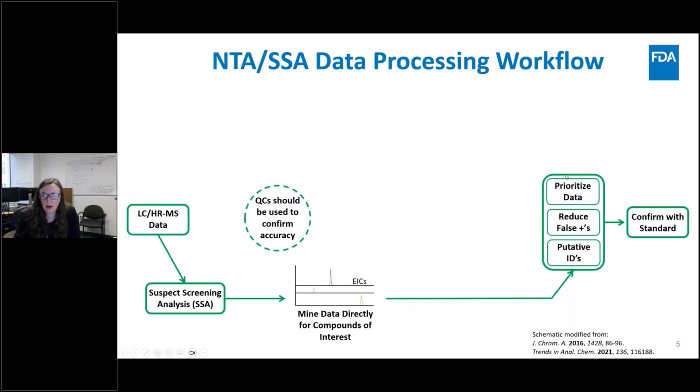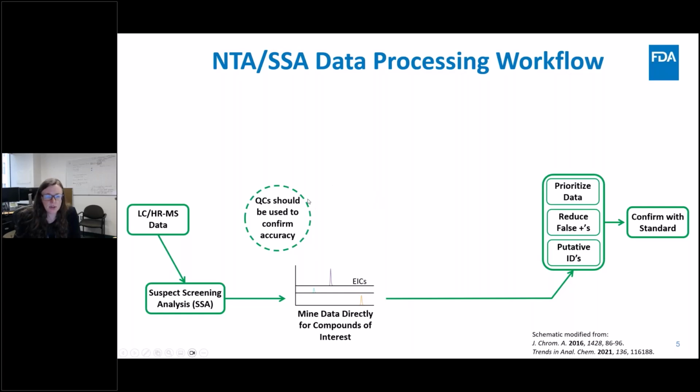And then from there, we try to prioritize the hits that we get. We try to reduce potential false positive hits. This is something I'll come back to a lot throughout the talk. And then ultimately, you want to end up with a putative identification, and ideally, you would confirm that with a standard. And of course, there are many cases where standards might not be available or easy to obtain, and so we have approaches to deal with that as well. But in the ideal situation, you would be able to confirm with a standard, so you'd be very confident that you have identified the correct thing.